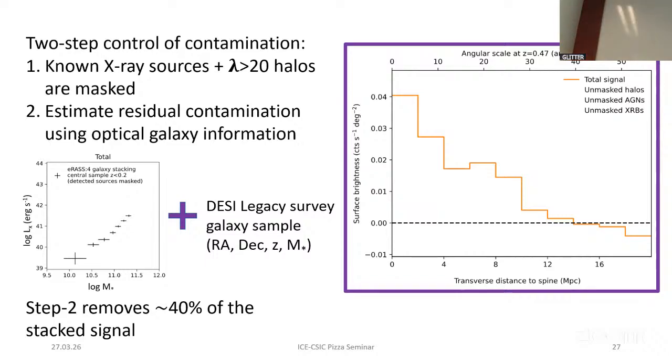Originally in this plot, there are our model lines of the scaling relation. We use the scaling relation to paint galaxies from the Legacy Survey. Basically, we know the RA and Dec, we know the redshift, and we know the stellar mass of them. We can paint them on the sky and do the same stacking process to get the contamination profile. On the right, there's supposed to be a contamination profile, and the normalization is about 40% of the total stack.